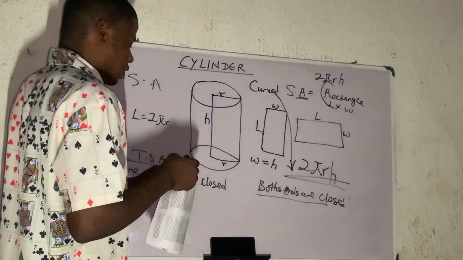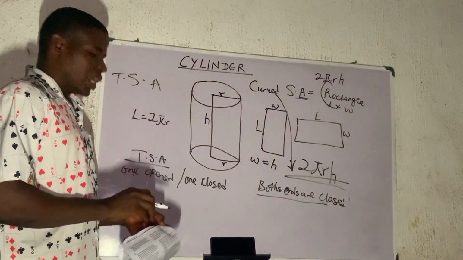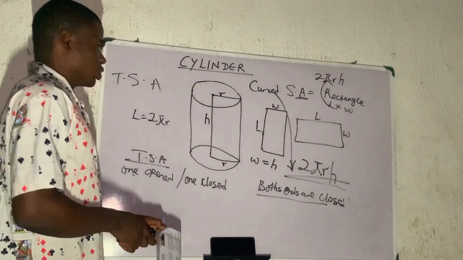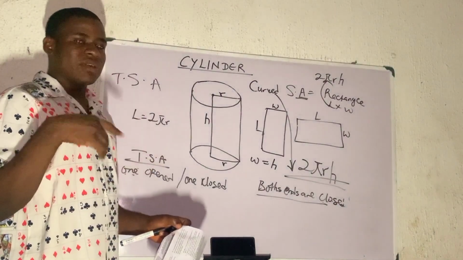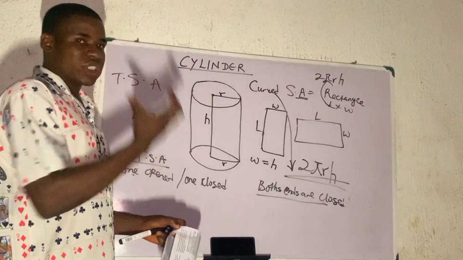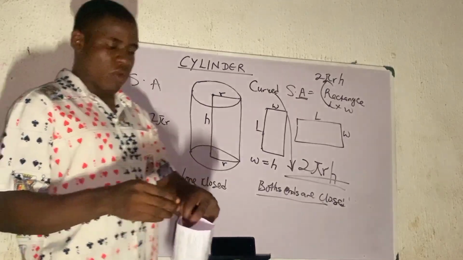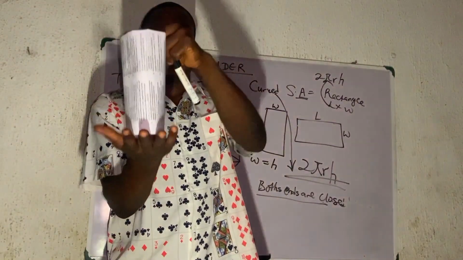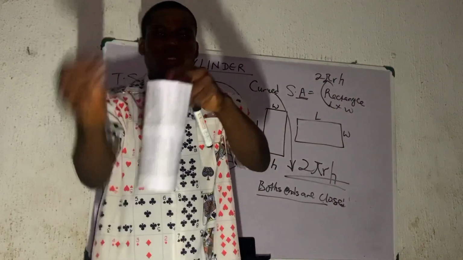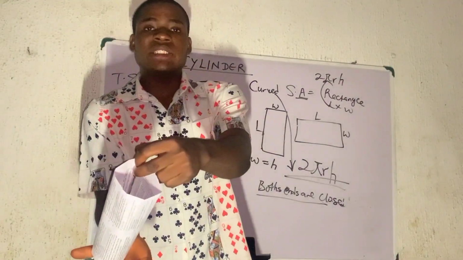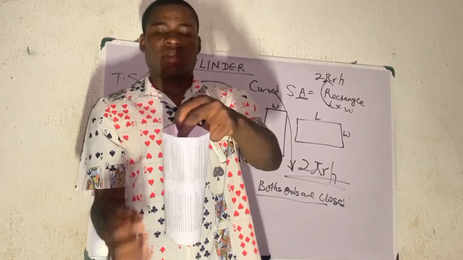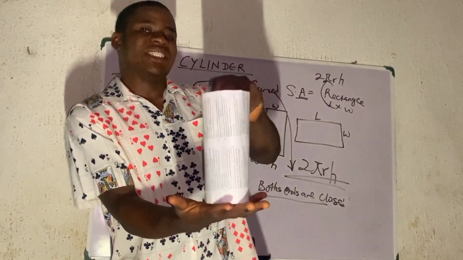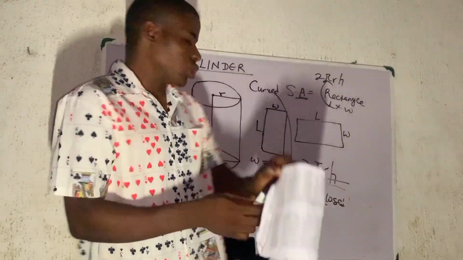If you have a cylinder and we ask to find the total surface area, a time will come whereby they tell you that one end is open and one end is closed. You know that a cylinder is made up of a curved surface part and two circular parts, right? A time will come whereby they open the top and the bottom will be intact. If you want to find the total surface area, it will be the curved surface area plus the area of this place that is intact. Does it make sense?